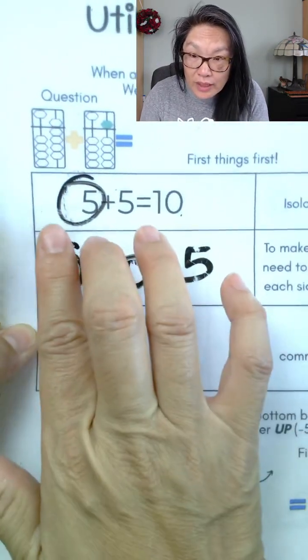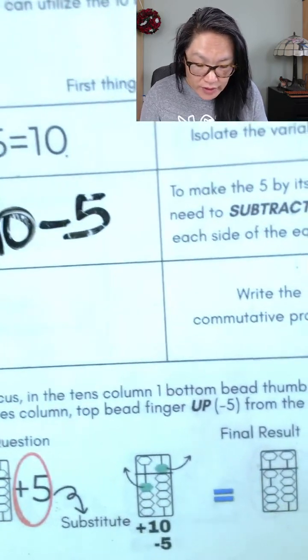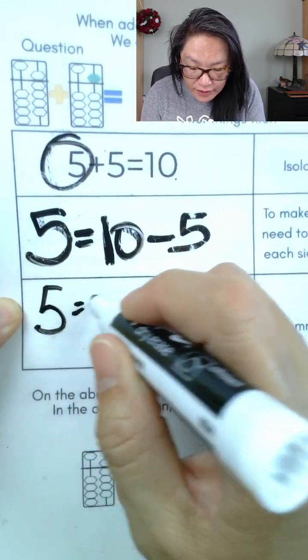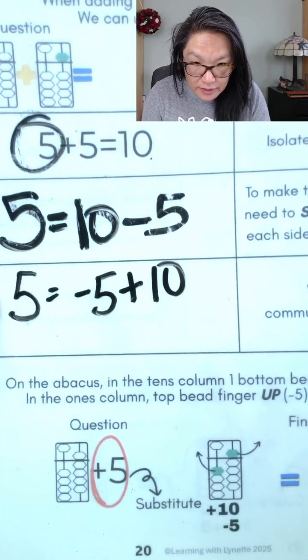We know how to make a 10. To make a 10 is 5 plus 5 is equal to 10. So we could do it another way, right? We want to make sure that we understand if we do the 5, we could do minus the 5 plus the 10. Right? We could do that.